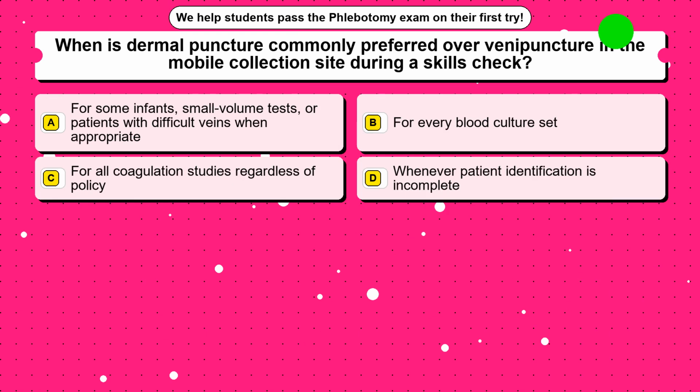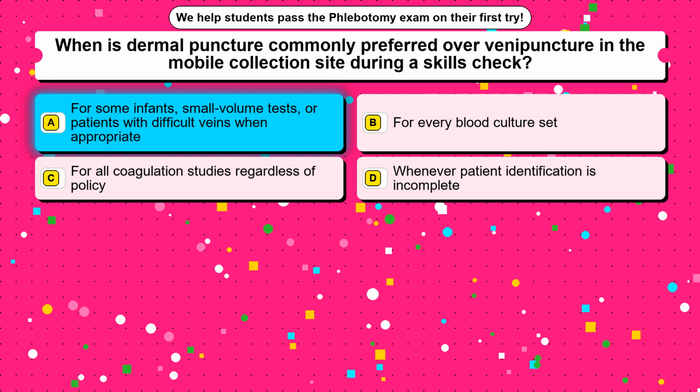Question 84. When is dermal puncture commonly preferred over venipuncture in the mobile collection site during a skills check? Option A. For some infants, small volume tests, or patients with difficult veins when appropriate. Option B. For every blood culture set. Option C. For all coagulation studies regardless of policy. Option D. Whenever patient identification is incomplete.